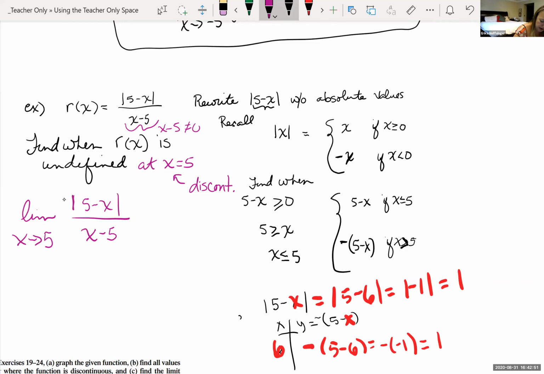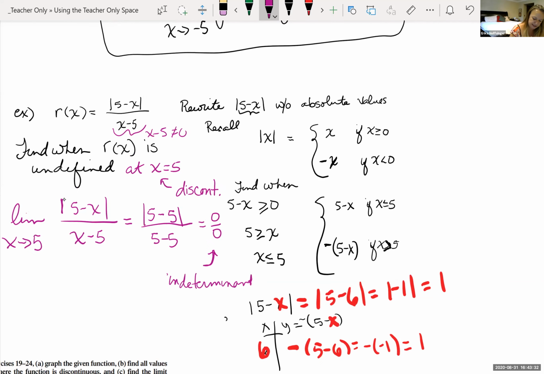If we go back in here and plug in 5 wherever we see an x, we get the absolute value of 5 minus 5 all over 5 minus 5, which gives 0 over 0, which we said was an indeterminate. But if we go back and use this fact right here, then we can break this up.